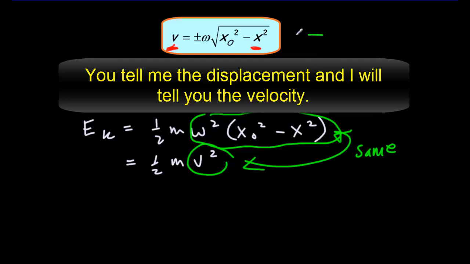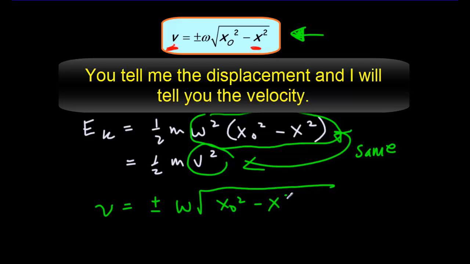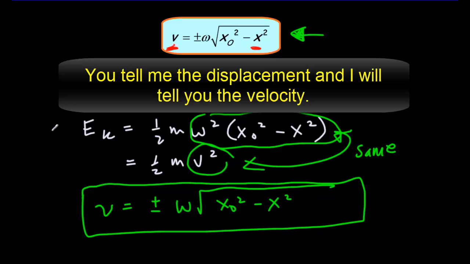So in a sense, they didn't have to give us this equation because we could figure it out from the kinetic energy equation. But it does tell us that v must be equal to, taking the square root of both sides, plus or minus omega times the square root of that expression, x naught squared minus x squared. So it really doesn't give us any more information than that kinetic energy formula.